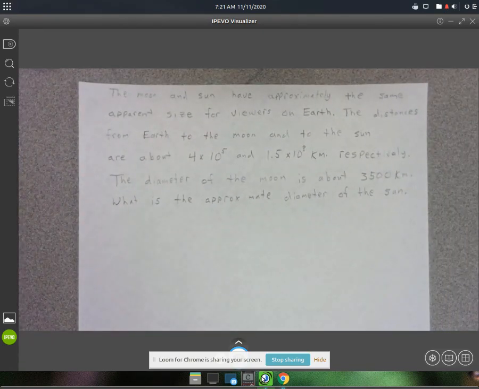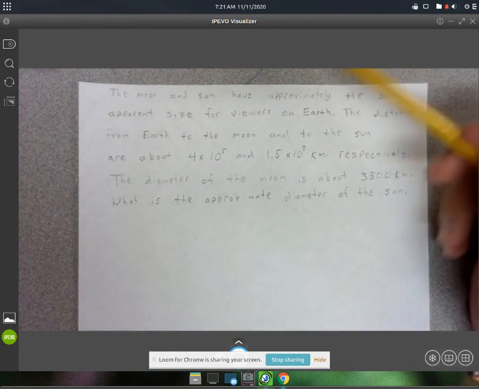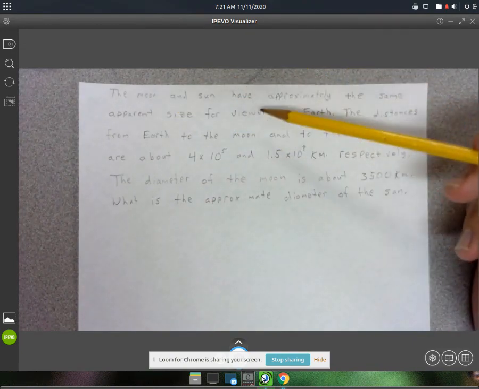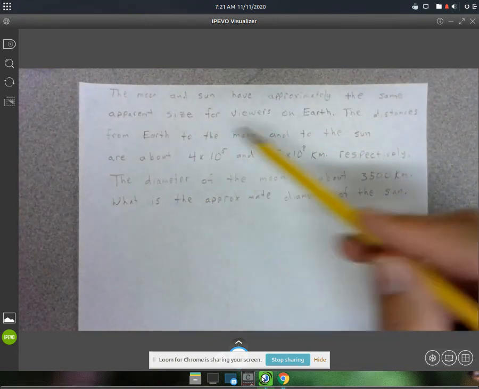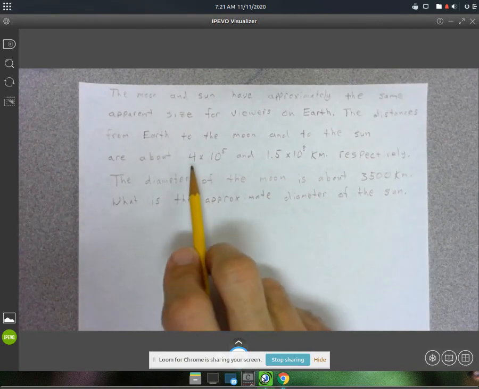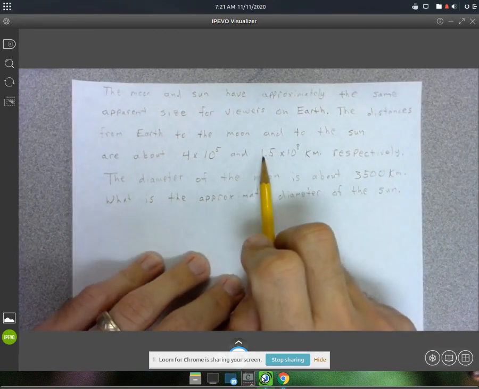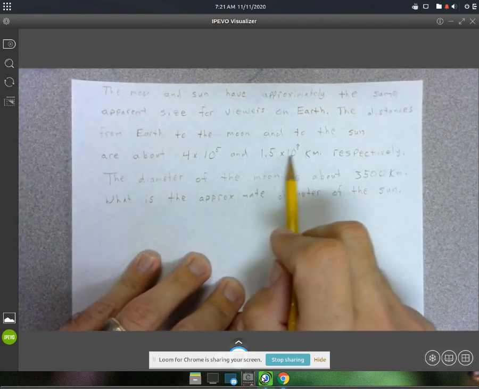All right. So hopefully you read the problem before you started this video here. Depending on if you're on the Earth, what they're saying here is that the angular size for the moon and the sun is pretty much the same. The distance from the Earth to the moon is 4 times 10 to the 5th kilometers, and the sun, it's 1.5 times 10 to the 8th kilometers, because obviously the sun is further away than the moon.